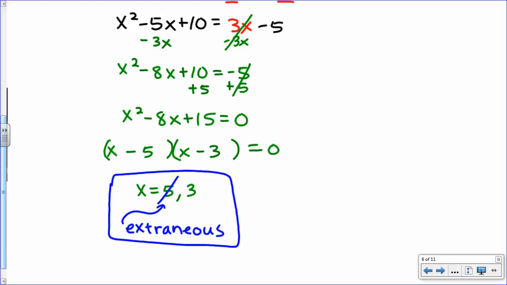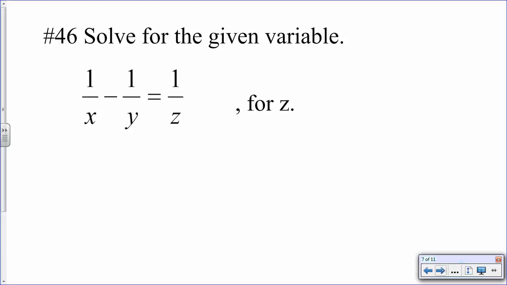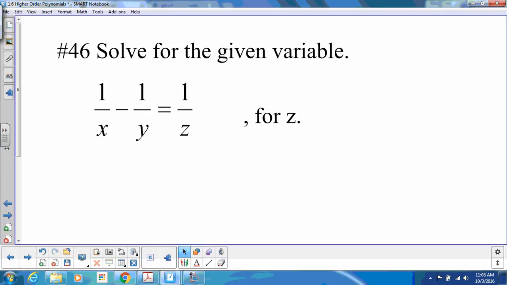Okay, we're going to do one more, so hang in there. Anytime we have variables in the denominator, we want to multiply through by the LCD. So I'm still going to be multiplying through by the LCD. My LCD will be x, y, z, right? I need all three of those covered.